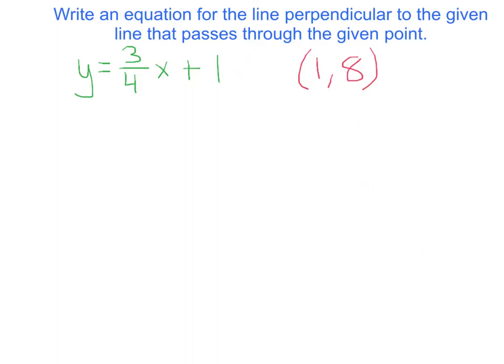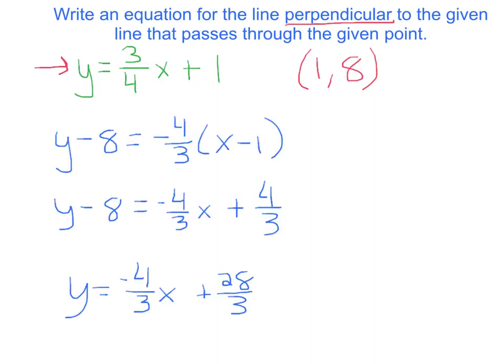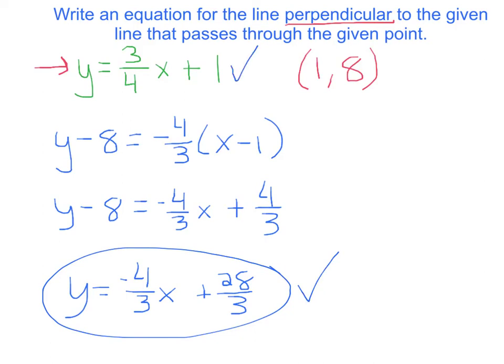Okay, last example, just about the same as the one we just completed, but a little bit easier because this equation is already in slope-intercept form. So I want you to write down this information and pause the video, try it on your own, and then check your answer. So you should get the equation y equals negative 4/3 x plus 28/3. So these two lines are perpendicular, and this line goes through this point.